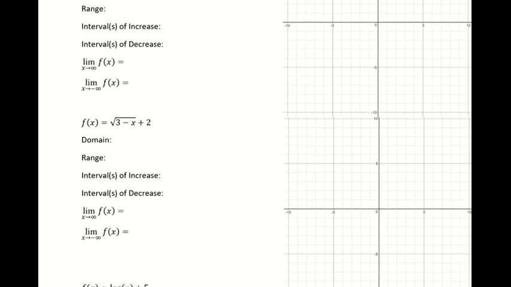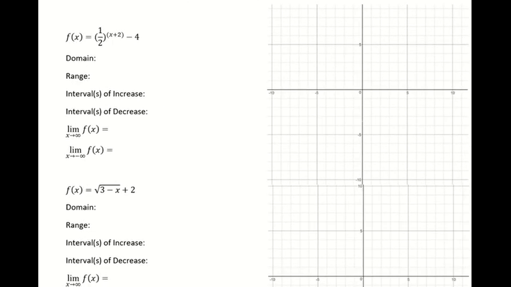Let's move on. We have a few more functions to graph here. So we've got (1/2)^(x+2) minus 4. Now that one is a vertical shift that goes down 4. I'm paying attention this time.